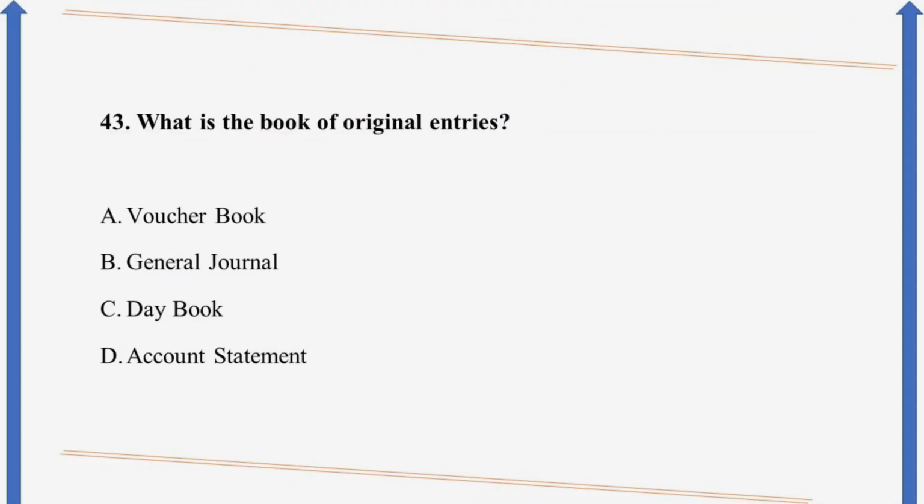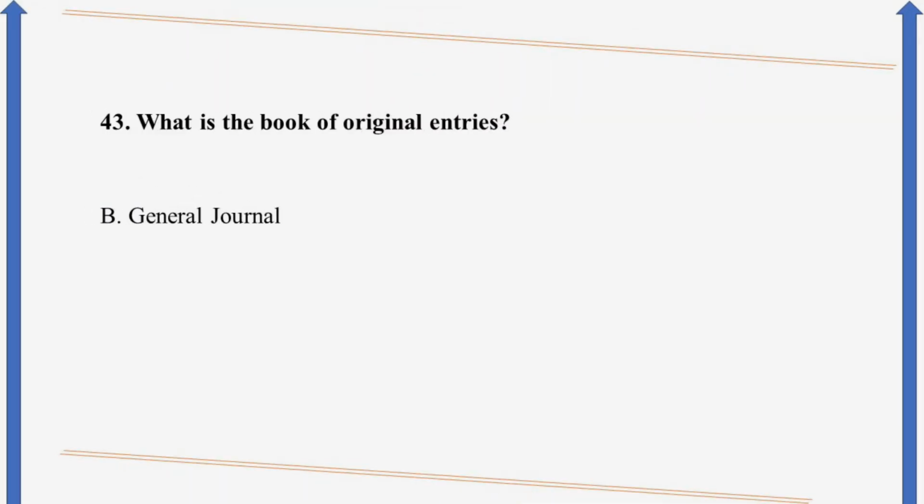43. What is the book of original entries? Voucher book. General journal. Day book. Account statement. Answer, B. General journal.